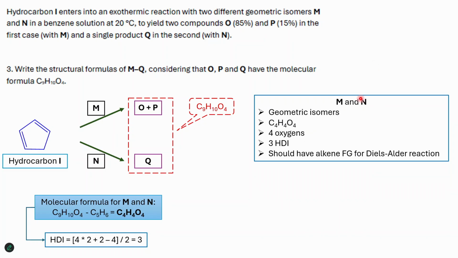What we know about M and N. They are geometric isomers. They both have the molecular formula like this. They have 4 oxygens, 3 HDI, and they should have alkene functional group for Diels-Alder reaction. It's going to be really easy to construct the structure for this molecule because we only have 4 carbon atoms. If you have more carbon atoms, it's going to be really difficult, right? But we only have 4, and we already know that 2 of them should be like this because we need to have alkene functional group, right? In order to react with this diene according to the reaction.